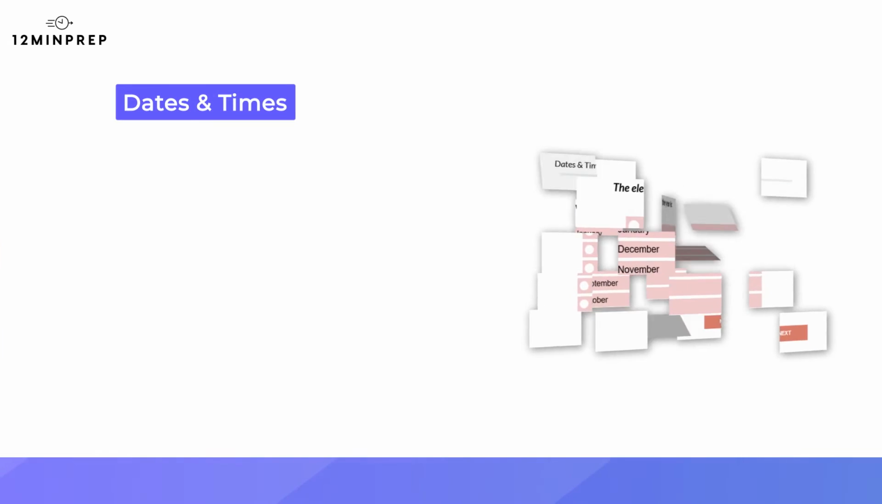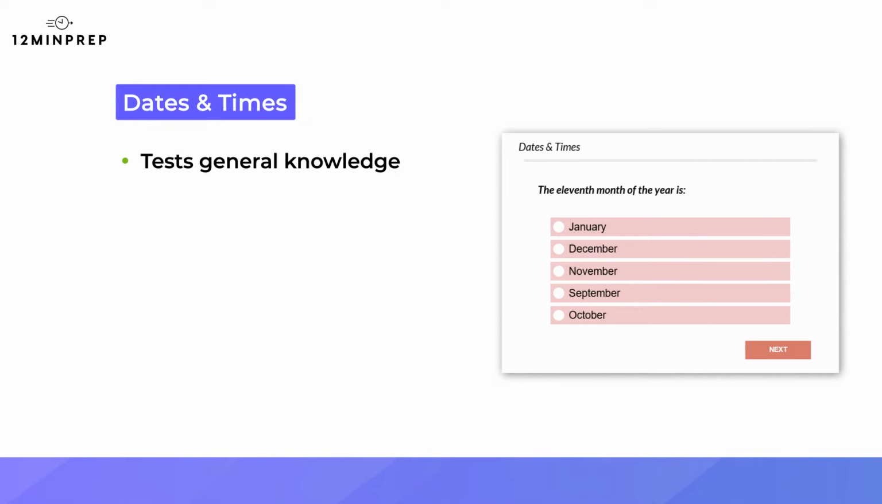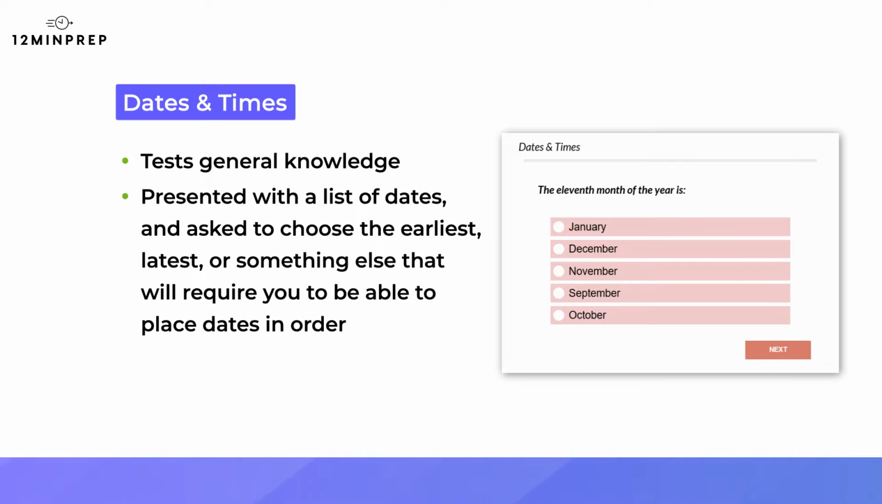Dates and times questions assess your general knowledge and abilities to arrange things chronologically, whether that's months, years, or the time of day. Questions will often present you with a list of dates and ask you to choose the earliest one, or ask you which month from the answer choices comes last.